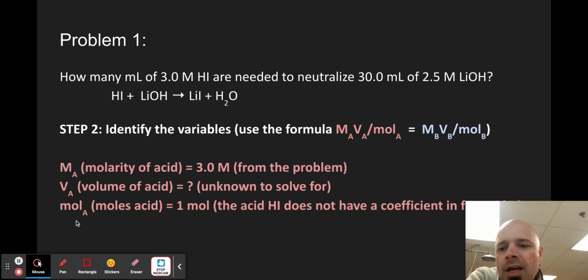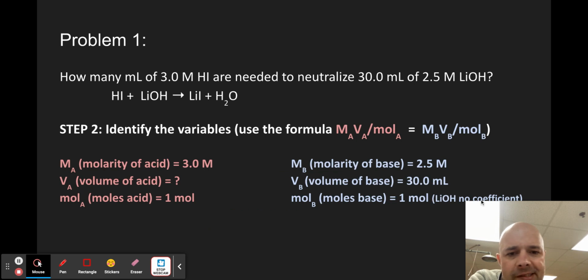And then finally, moles acid is just moles of the acid, which is basically the coefficient from the equation. And since all coefficients are 1, it's 1 mole HI plus 1 mole LiOH gives you 1 mole LiI plus 1 mole water, right? So it's all ones. So moles acid is 1 mole. It won't always be 1, but in this case it is.